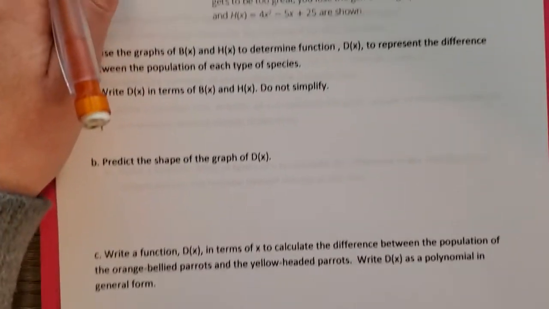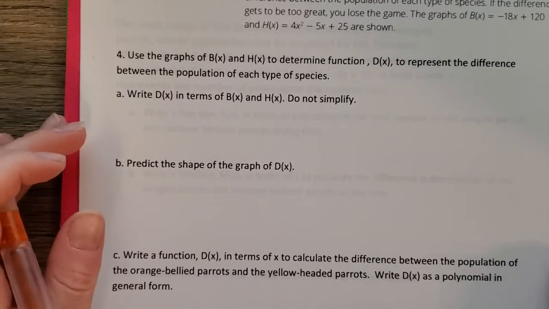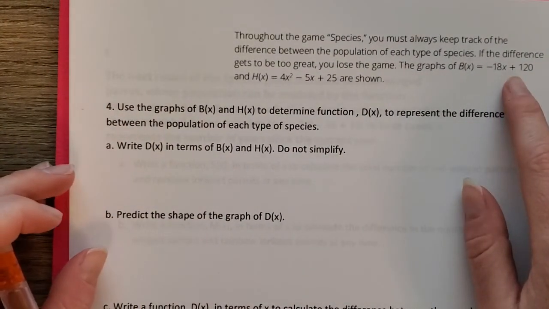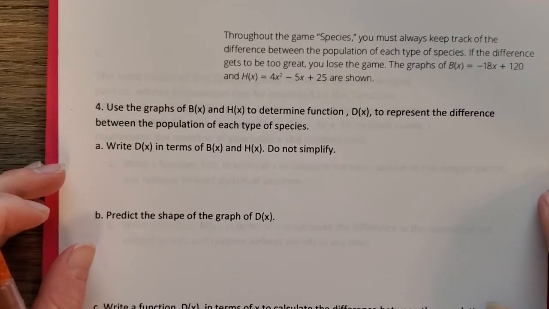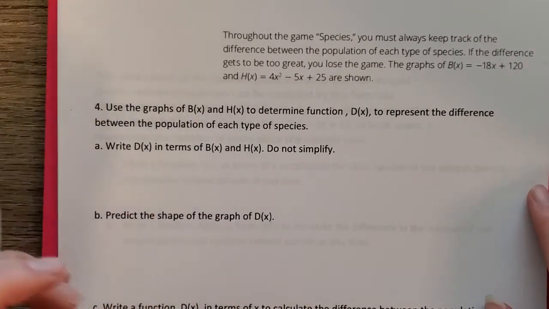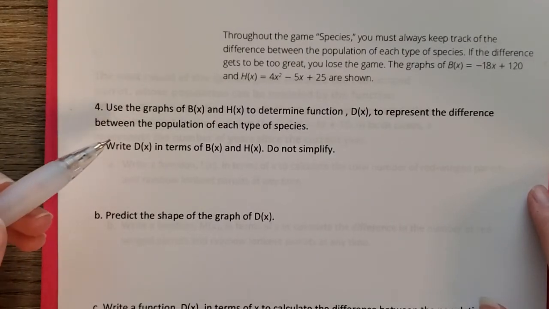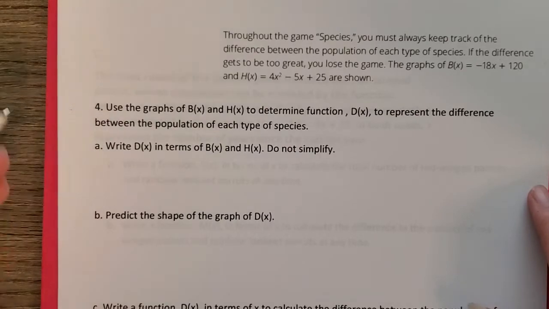Throughout the game of species, you must always keep track of the difference between the populations of each type of species. If the difference gets to be too great, you lose the game. The graph of b of x and h of x are shown. Use the graph, so again, you're going back to the same graph from the first page. Determine the function d of x to represent the difference between the populations.